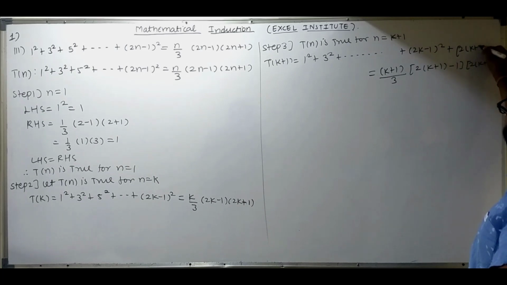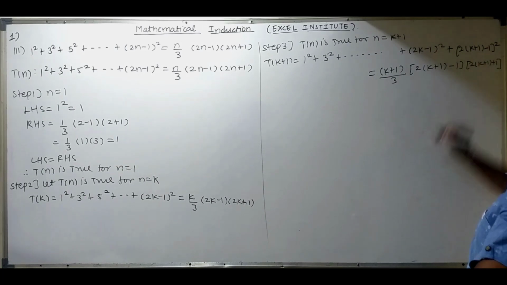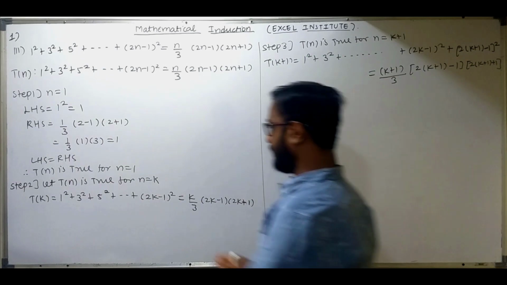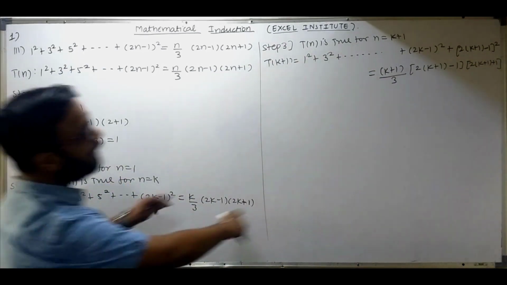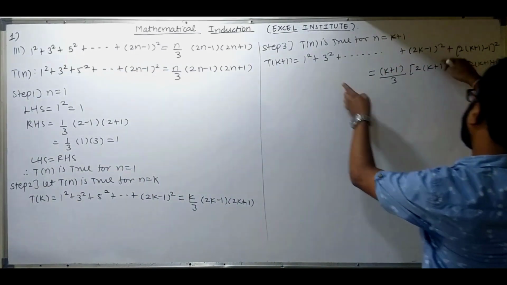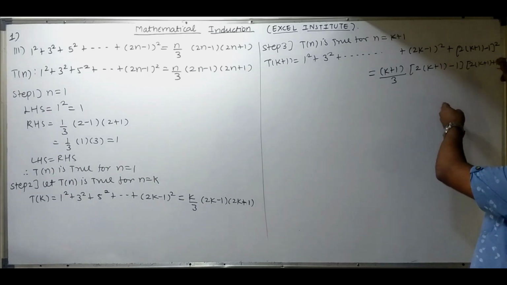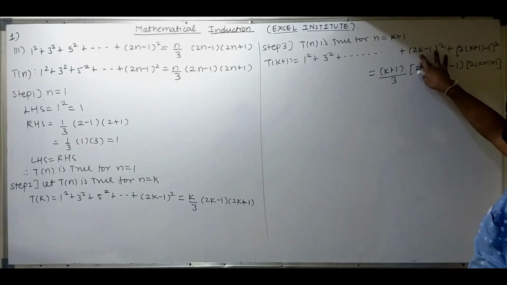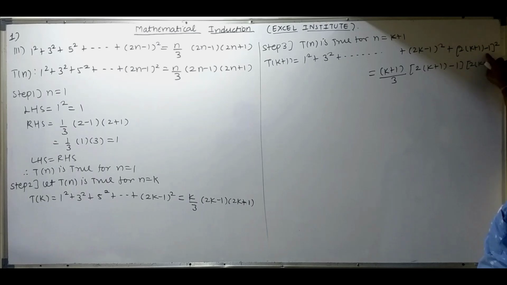2 times k plus 1 minus 1 whole square. Okay, is this clear? This part is still n equal to k. After this there is one more term, the k plus first term, so the next term will be obtained by replacing k by k plus 1.